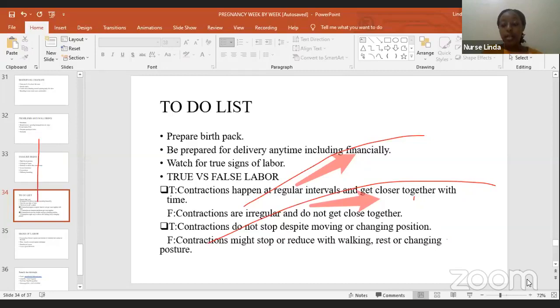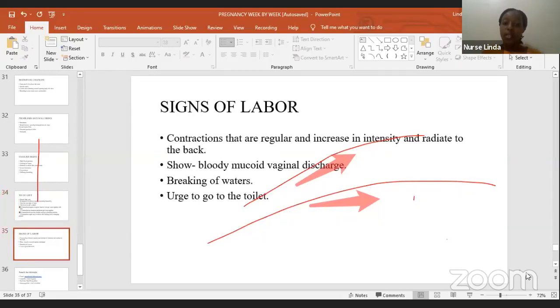And so the woman will need to be able to identify that, but in case of any of the signs of labor, they need to be attended to. They need to get themselves to a facility where they can be assisted to deliver their babies.